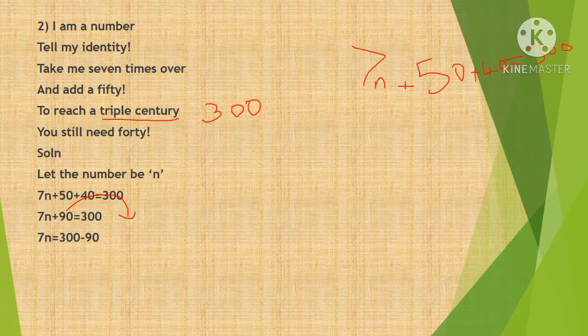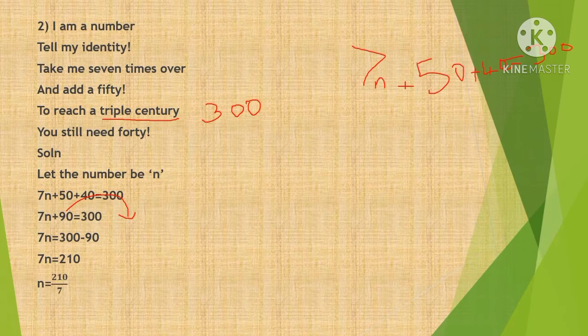Bring the 90 to the right hand side. So it becomes minus 90. So 7n is equal to 300 minus 90. 300 minus 90, you will be getting the answer 210. So 7n is equal to 210. So n is equal to 210. When you bring the 7 to the right hand side, we will write it in the denominator. So cancel it, you will be getting the answer n is equal to 30.